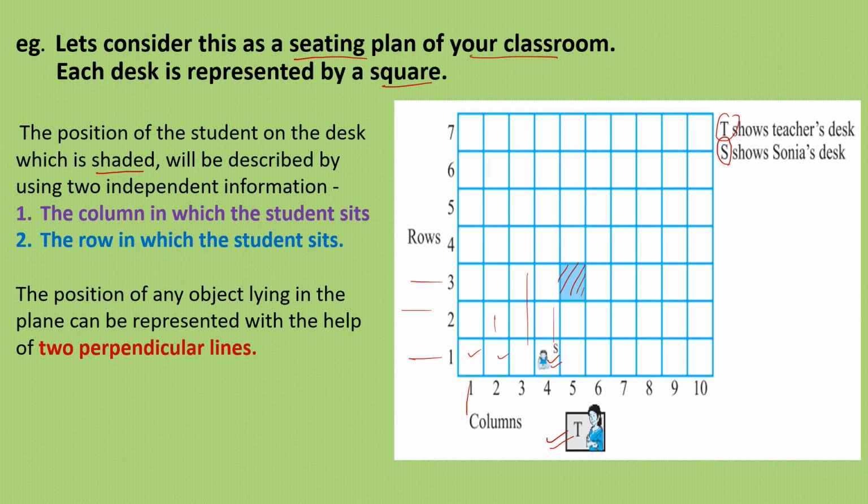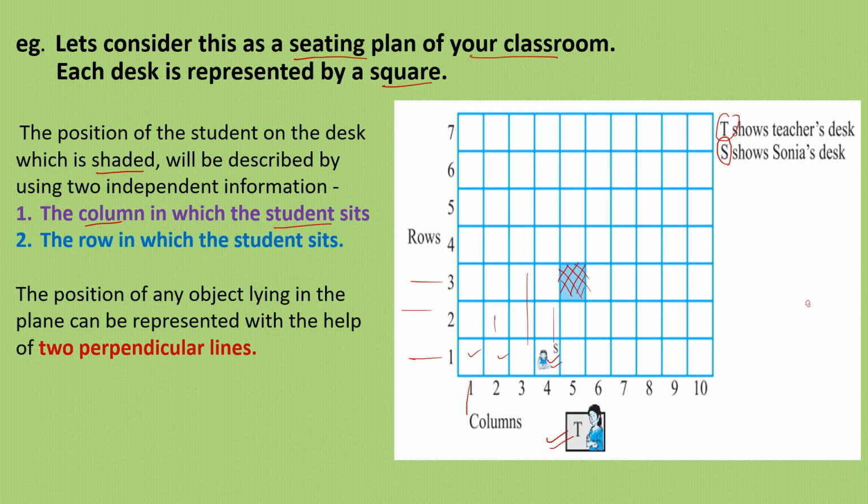Okay, we want to find out the position of the child or the student who is sitting on this bench or on this desk. So we know in the last example also we have discussed, if we are finding the position of any dot on the plane or any point, we need two independent pieces of information. For the position of this desk also, we need two independent pieces of information. Now here it is written, the first information is the column in which the student sits. Okay, now we want to find out its position.